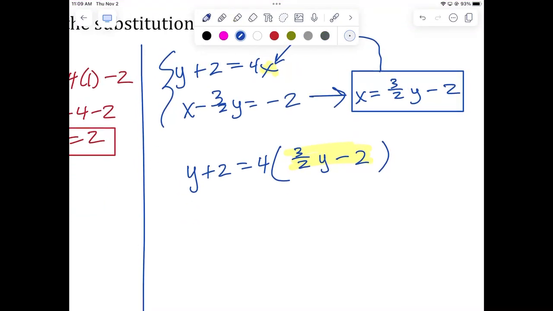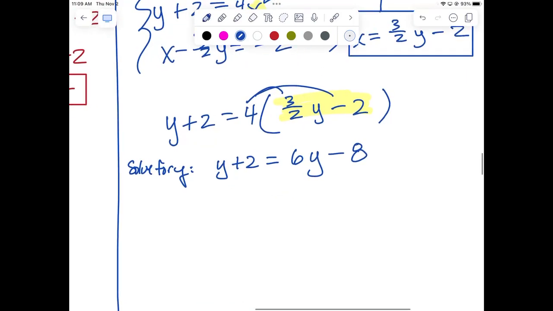All right, now we just need to solve for y. Well, we distribute again. So we get y plus 2 equals, what's 4 times 3/2? Well, what's 4 divided by 2? 2. What's 2 times 3? 6. So we get 6y minus what? 8. 6y minus 8. Now, I'm going to bring the 6y across. That becomes negative 6y. Negative 6y plus y is negative 5y. And then I'm going to bring the 2 across over here, and it becomes negative 2. What's negative 8 minus 2?